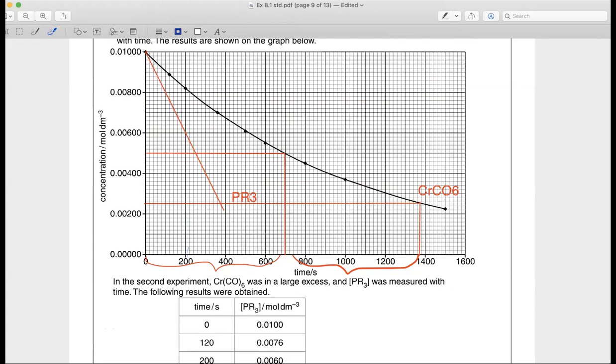Remember also to explain. First order is just stating the order. You need to explain because the half-life is constant, which is around 700 seconds. This is in seconds.